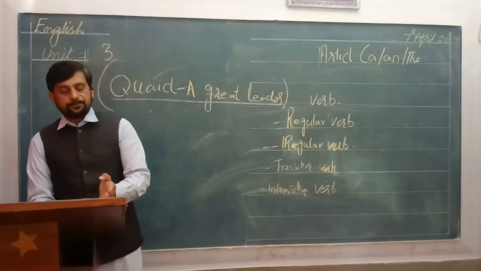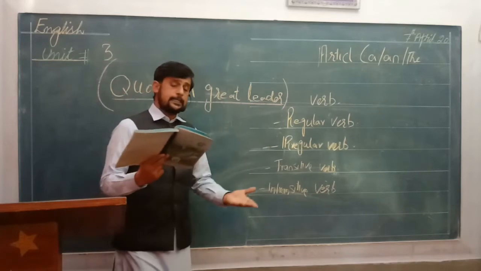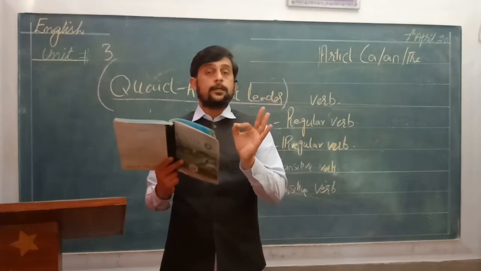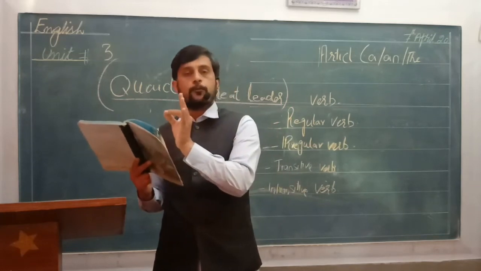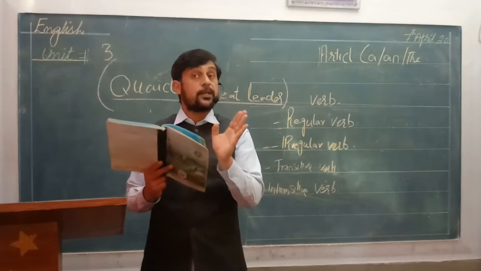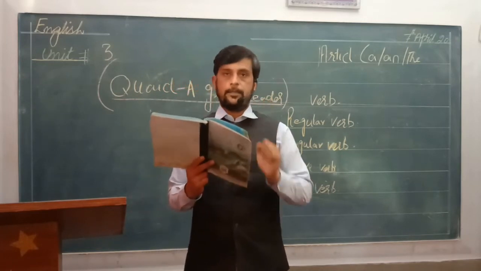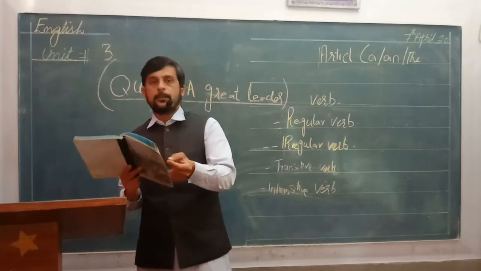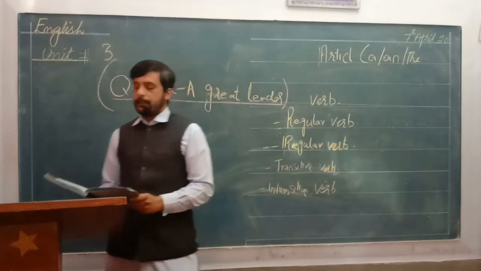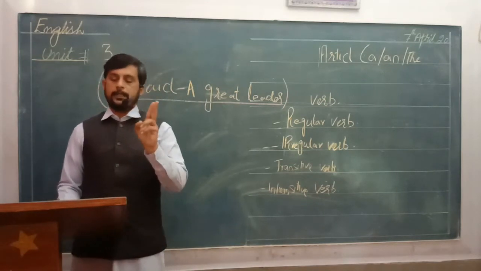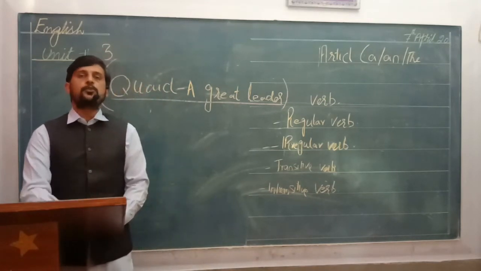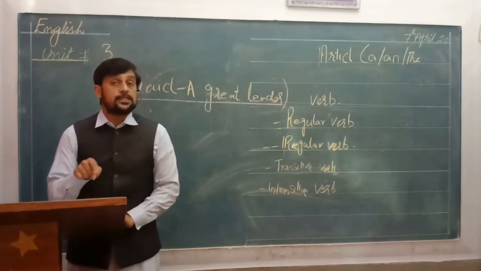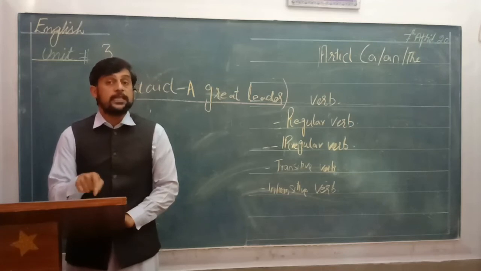So the second one is an. What is an? An is used with those singular nouns which start with the vowel letters or which start with the vowel sounds. For example, an elephant, an apple, an umbrella. You must remember that an is used with those nouns either which start with the vowel sounds or which start with the vowel letters.